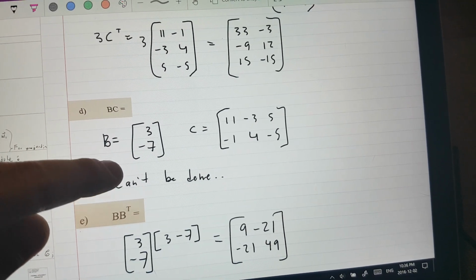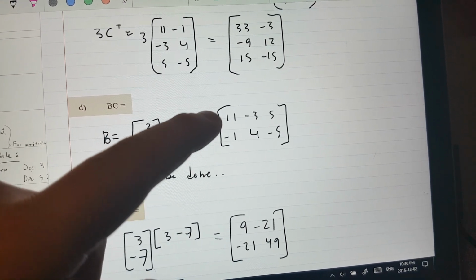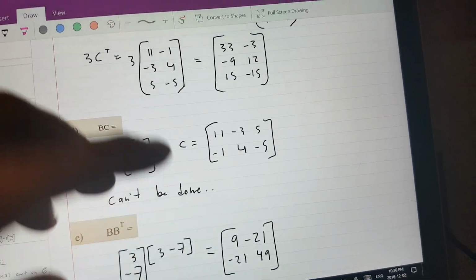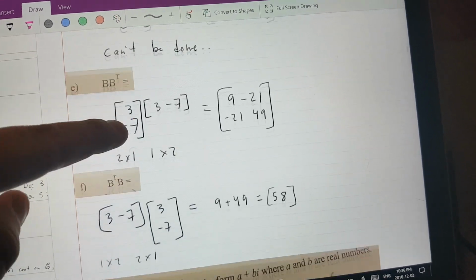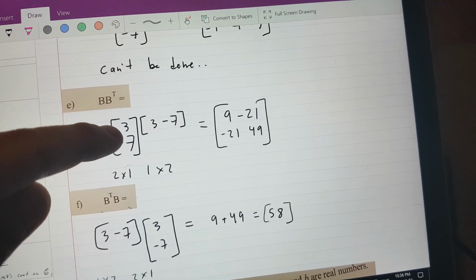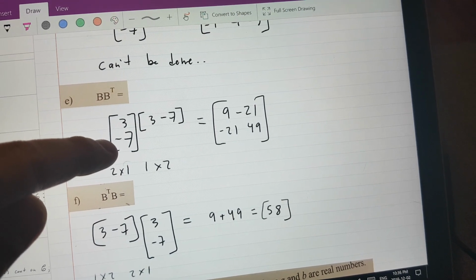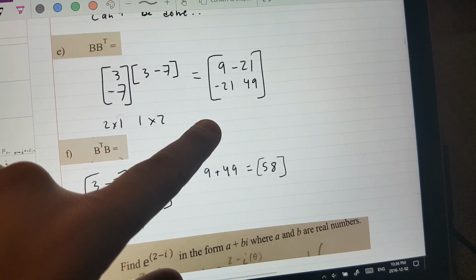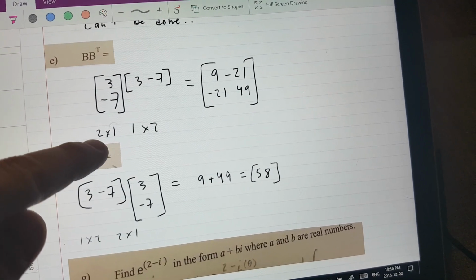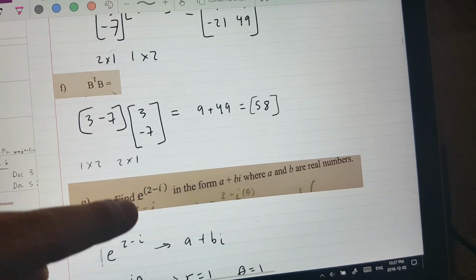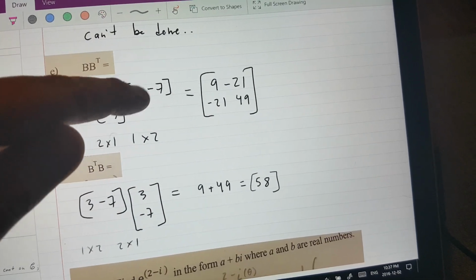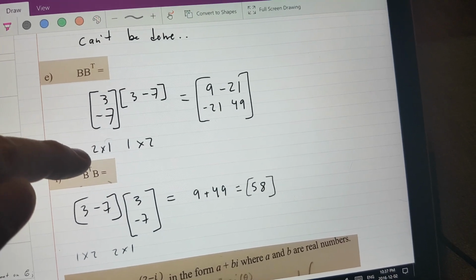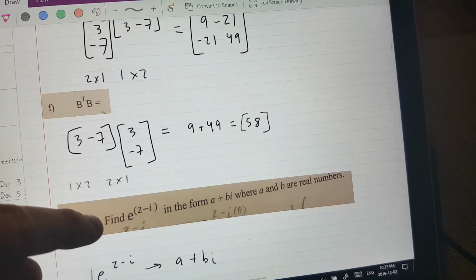B times C can't be done because B is a 2 by 1 and C is a 2 by 3. So a 2 by 1 and a 2 by 3: the 1 and 2 don't match, so it can't be done. B times B transpose, you get a 2 by 1 and a 1 by 2. So you go ahead and multiply those out and you'll get that. Remember, your result's going to be a 2 by 2. If it confuses you to multiply these out, just remember this is the result you need to go for, and you can't mess it up.